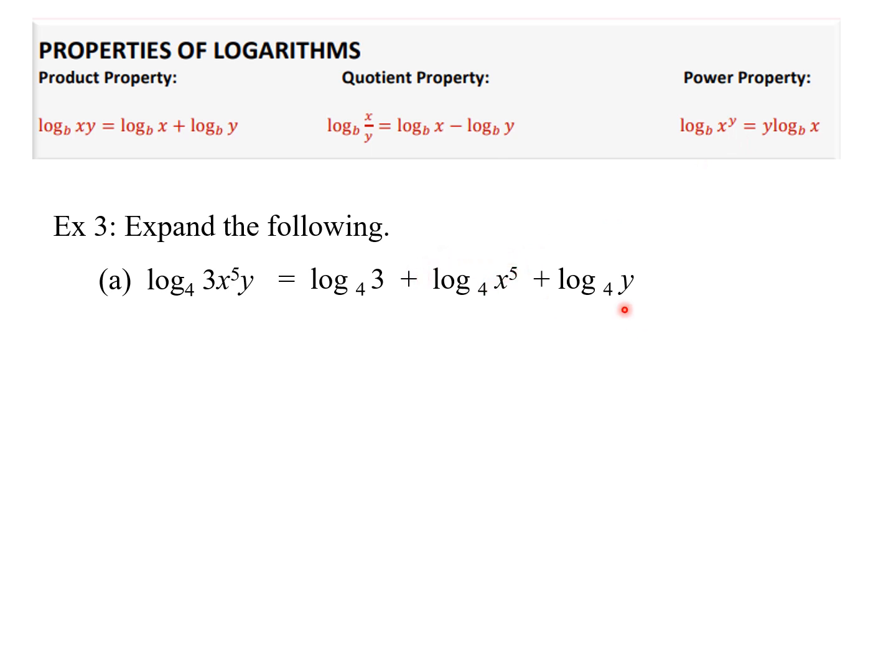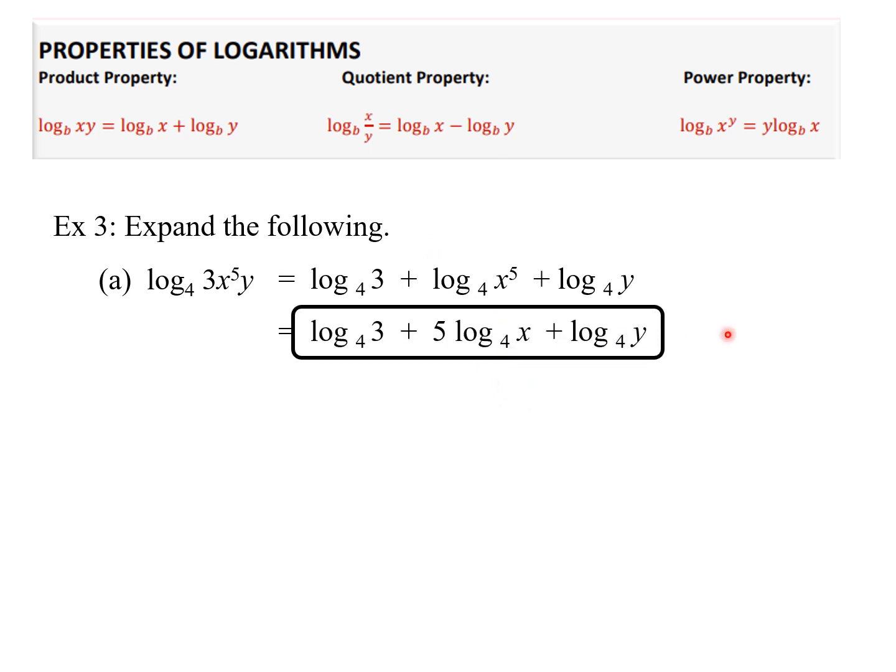The first term and the third term are okay the way they are, but the second term we can pull the 5 out and we can write it like that. And that's our answer. And that's this logarithm expanded.